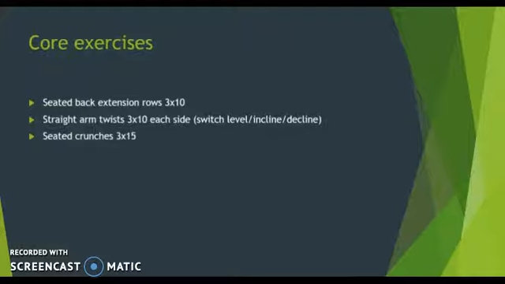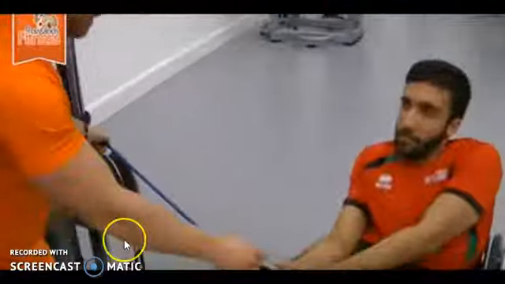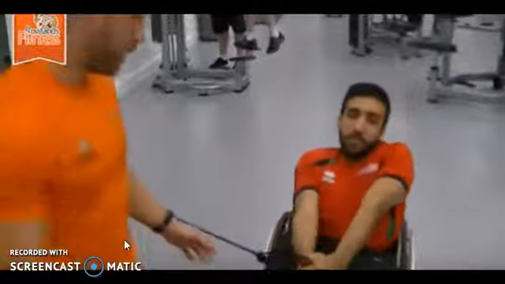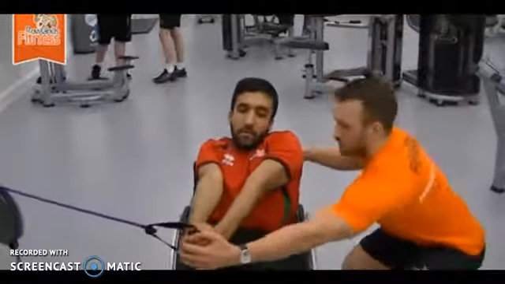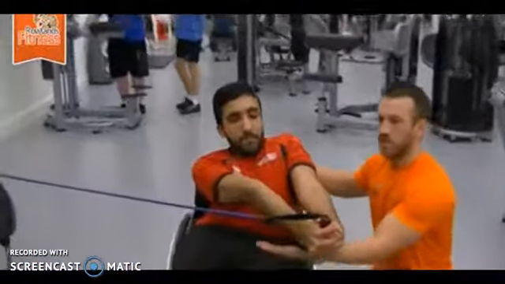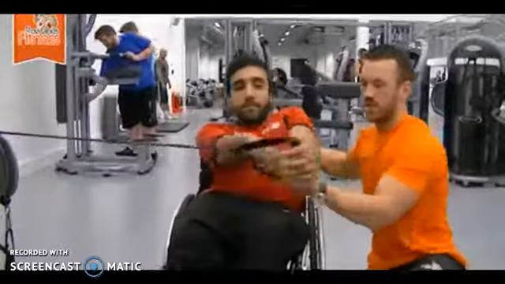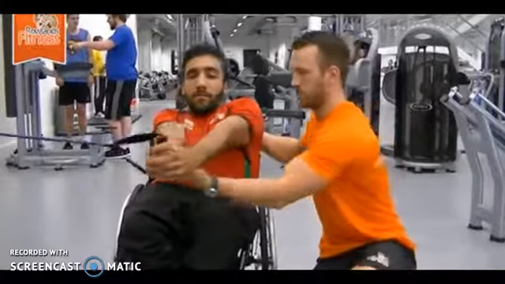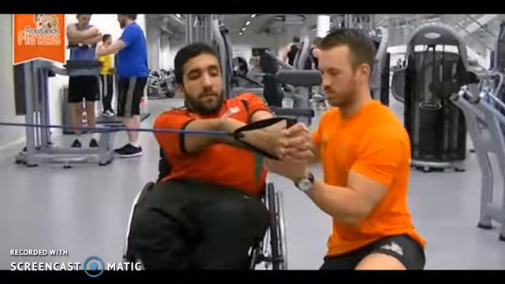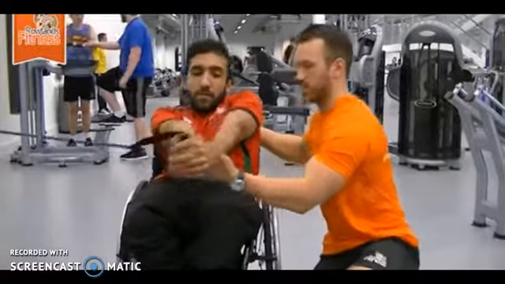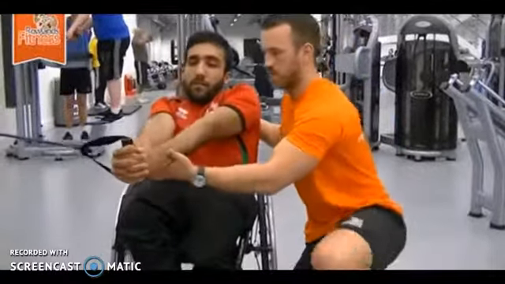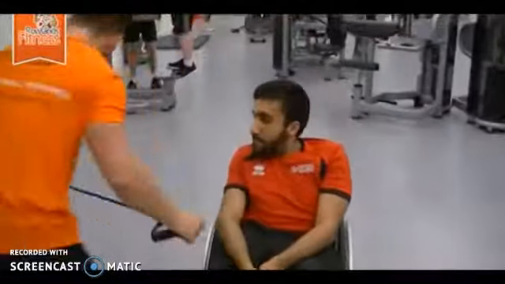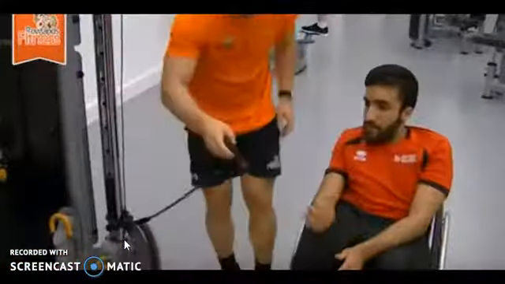The next workout our patient's going to be able to do for core are straight arm twists, 3 sets of 10 each side. Here you see a personal trainer working with his patient using straight arm twists. So you see he's using the band, which is wrapped around a stable bar, and he is twisting to the left, and a patient should do 3 sets of 10 to the left, 3 sets of 10 to the right. Now you're going to show him how to do it at different angles.